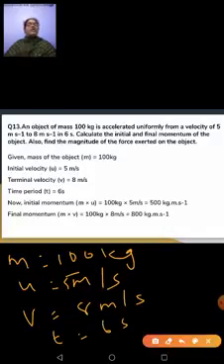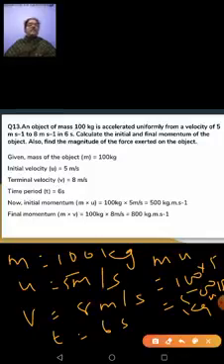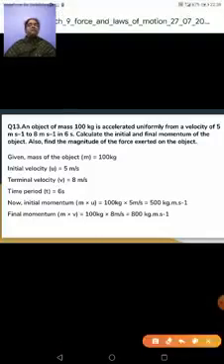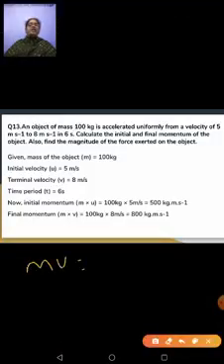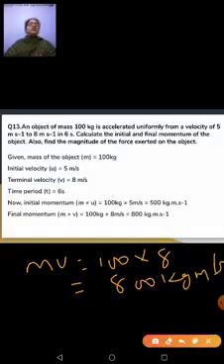They want you to calculate the initial momentum, that is your mu, which is equal to 100 into 5, which will give you 500 kilogram meter per second. Units: kilogram meter per second. Then the final momentum, your mv, is equal to 100 into the final velocity 8, that is 800 kilogram meter per second. Now, we have calculated initial momentum and final momentum.